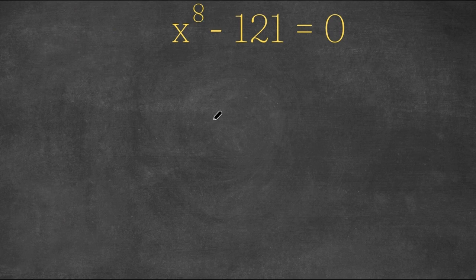Hey guys, welcome back to Click Academics. In today's video, I'm going to be teaching you guys how to solve this exponential equation. So we have x to the power of 8 minus 121 equals 0.